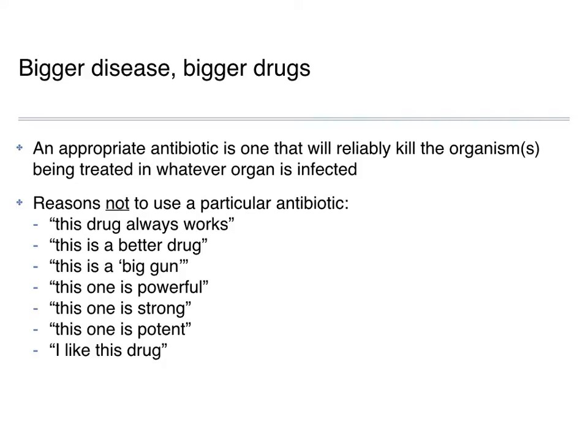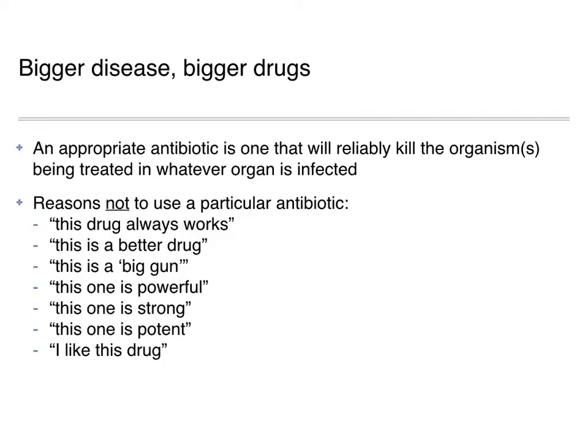Next would be bigger disease, bigger drugs. So the question is, what is an appropriate antibiotic to give someone? And simply put, it's a drug that will reliably kill the organism being treated in whatever infection that person has. And that's really all there is to it when it comes to what is a good drug to give someone. So, for example, penicillin G, one of the older antibiotics that we have, there are still infections where that's a perfectly reasonable option to use. And so reasons that you'll sometimes hear providers give for wanting to use a particular drug would be, for instance, this drug always works for me, or this is a big gun.